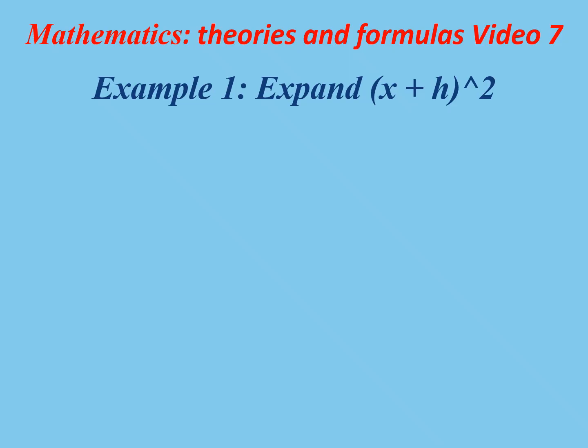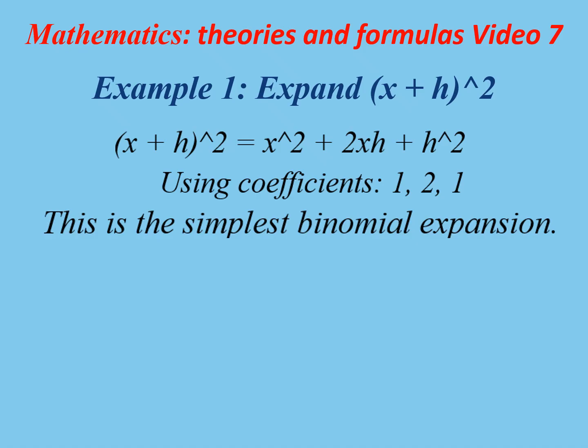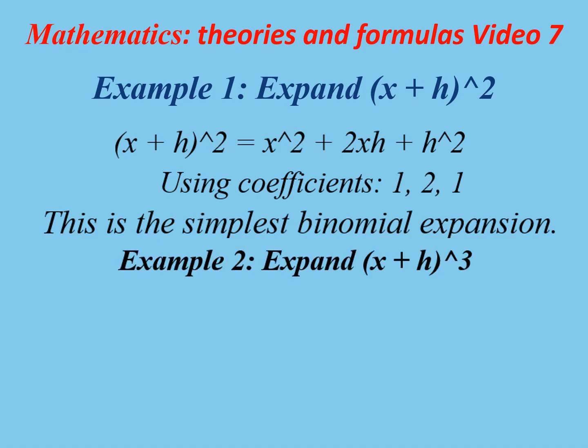We have taken some examples here. We are expanding (x plus h) to the power of 2. We get x square plus 2xh plus h to the power 2. Here the value of n was 2, so we got 3 terms, n plus 1 terms. The coefficients are 1 for x square, 2 for xh, and 1 for h square. This is the simplest binomial expansion.